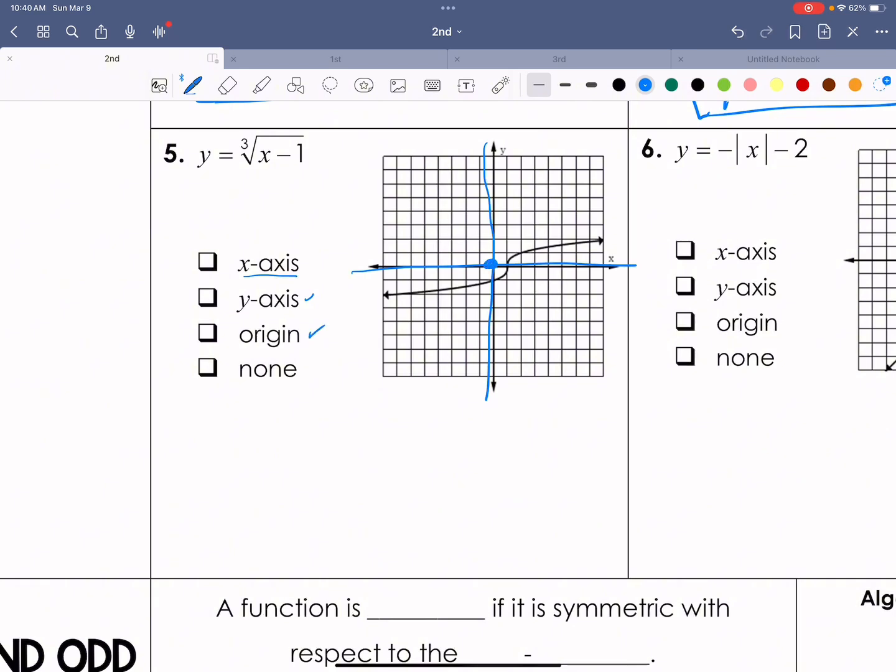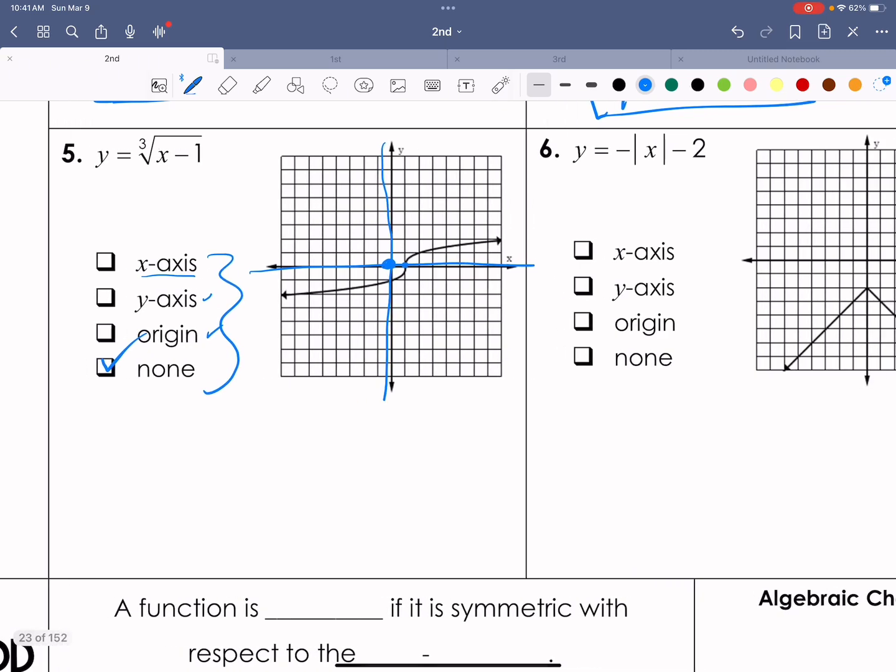No, it isn't. Now, it actually has some symmetry here at the point of 1, but we're not given that option. So the only option we have is, is it symmetric at the origin? So this is just going to be a none. Not that it's not symmetrical, it just doesn't meet any of the choices that we have.